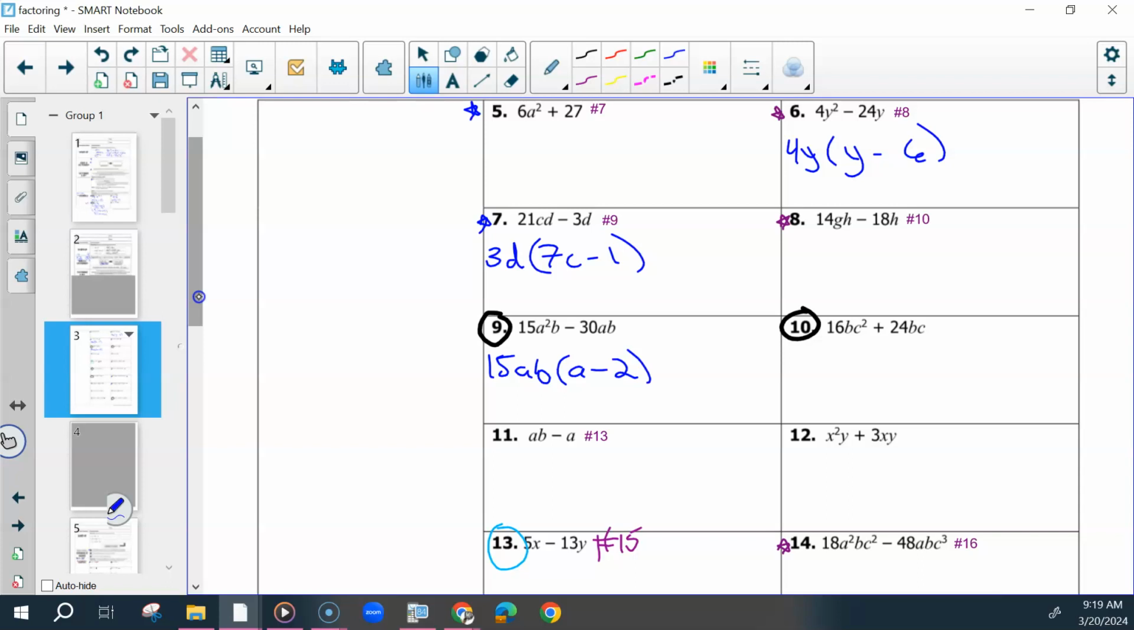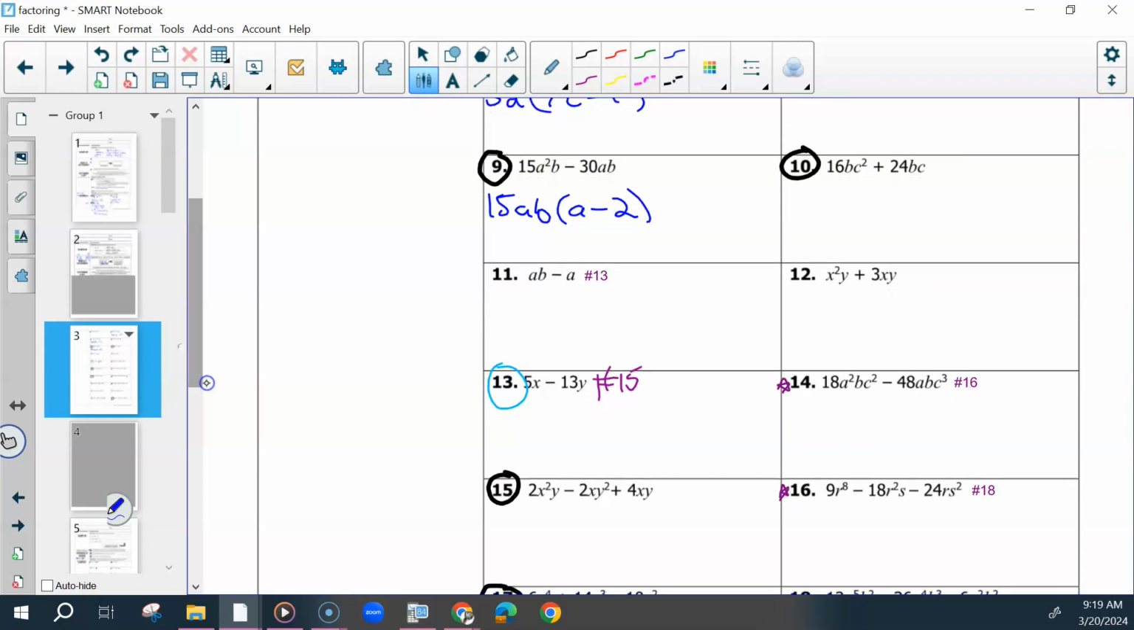let's do 12. What do those have in common? They both have x. They both have one x and one y, so divide that out. What's left? x plus 3.